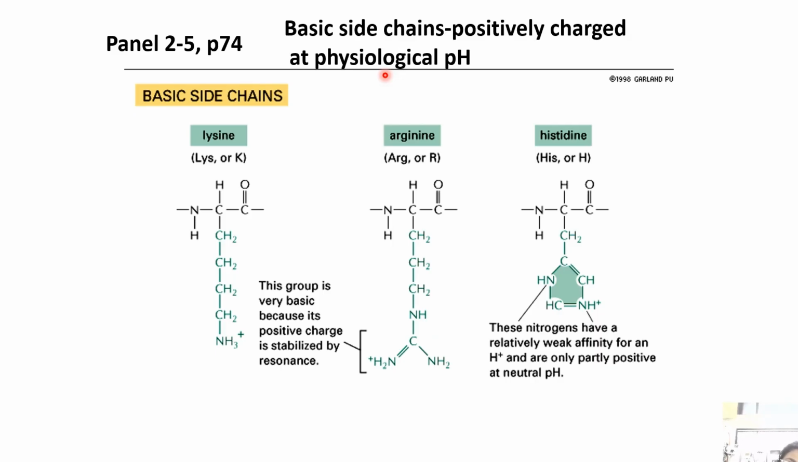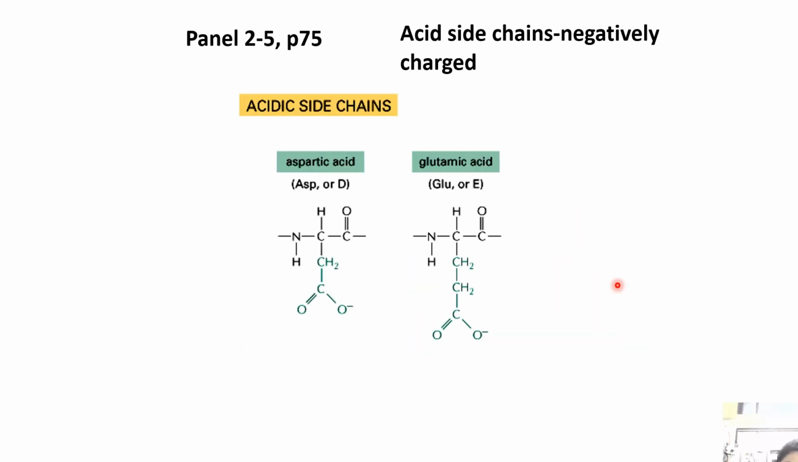So these are the basic amino acids because they have a basic side chain. This group is very basic because its positive charge is stabilized by resonance. If we talk about arginine, lysine is also basic, and for histidine, these nitrogens have a relatively weak affinity for an H plus and are only partly positive at neutral pH. These are the basic amino acids we know.